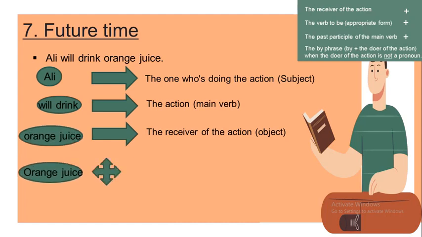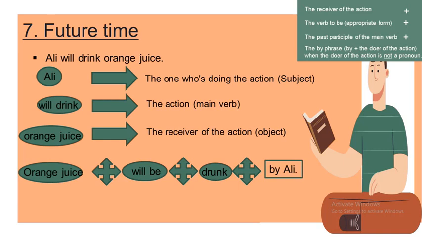And after that comes the verb to be. Now, what is the form of the verb to be in the future time? We will combine the word will plus be, so the verb to be is will be, plus the verb in the past participle, which is drunk, and the by phrase by Ali.